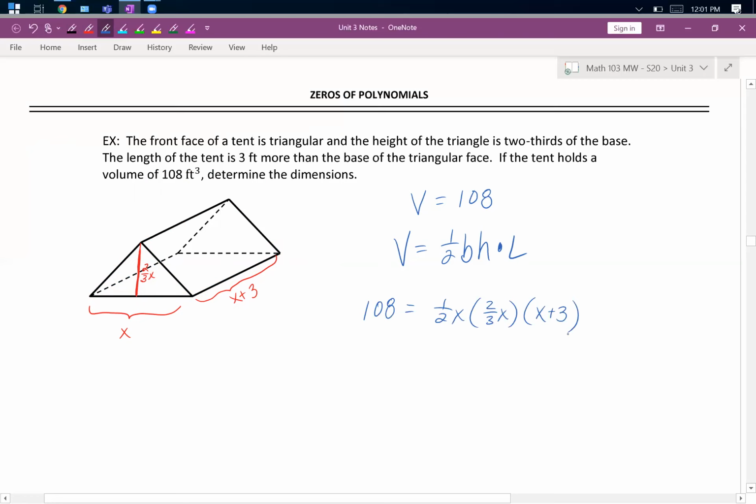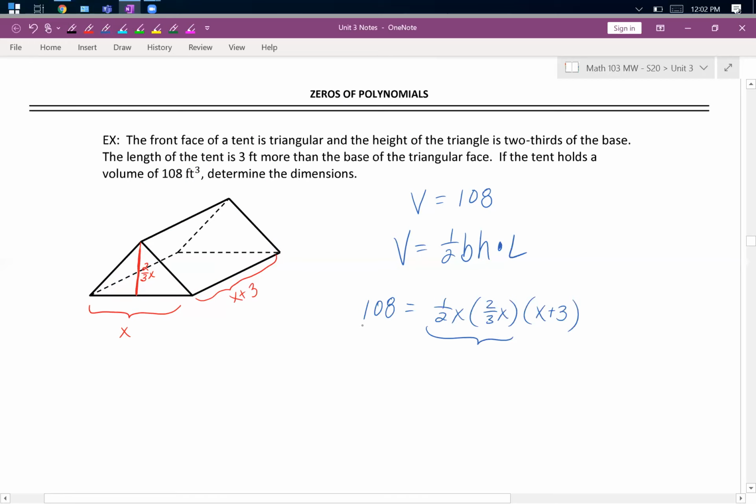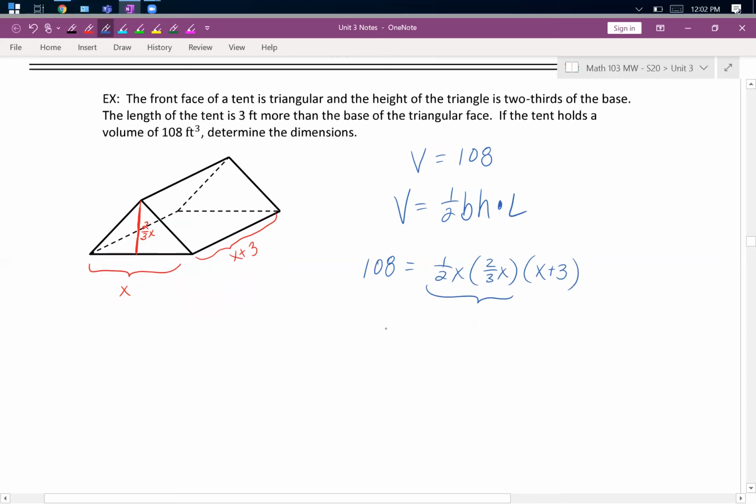Just like in our previous example, we need to multiply it all out and set it equal to 0 before we start testing our possible rational zeros. I would definitely multiply these two fractions together first. 108 equals 1/3 x squared times x plus 3. Distributing.